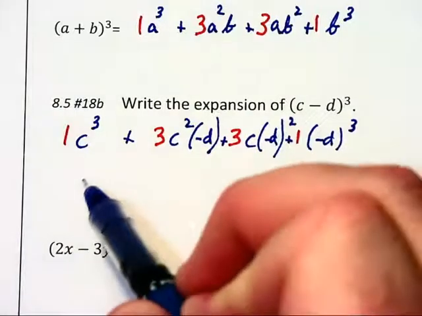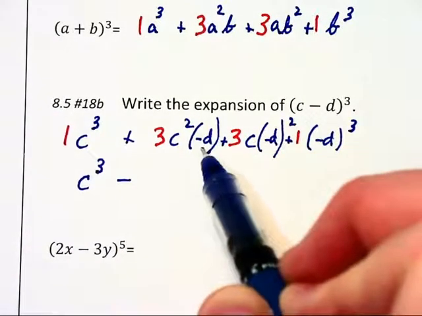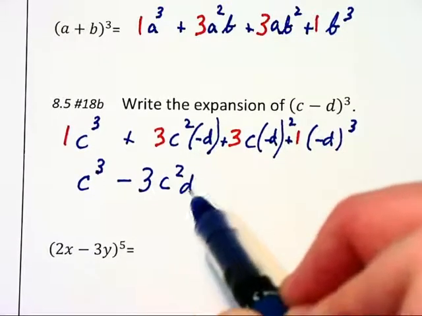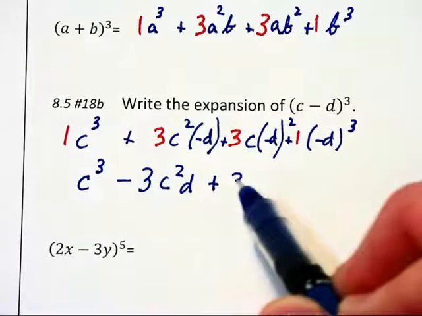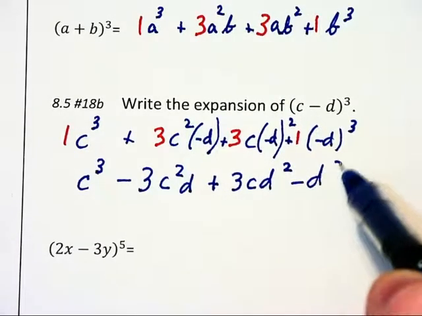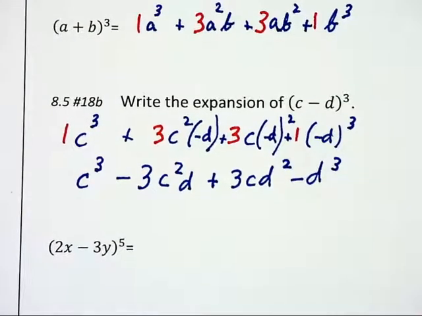And we then have c to the third minus, because we have a negative to the first power, 3c squared d plus 3cd squared minus d cubed. Notice how the terms alternate back and forth.